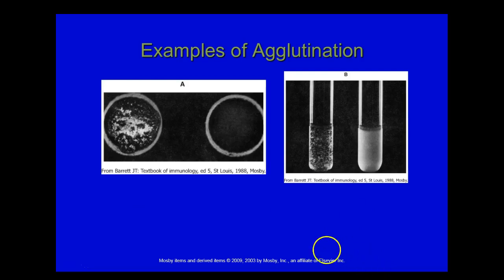Here's an example. We can do it on a card. Okay, so card agglutination would be clumpy, like you see on the left, where negative would be creamy and homogeneous. In a test tube, agglutination is going to be clumpy, where non-agglutination is going to be relatively smooth.